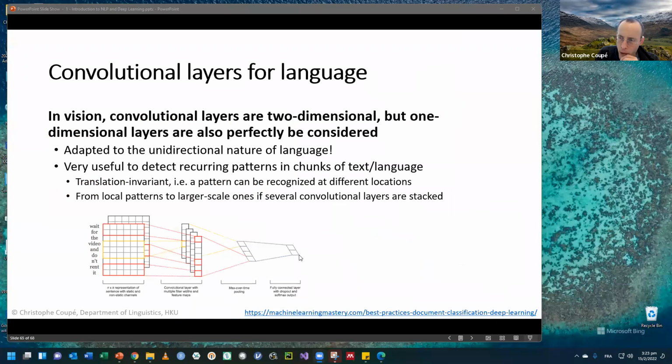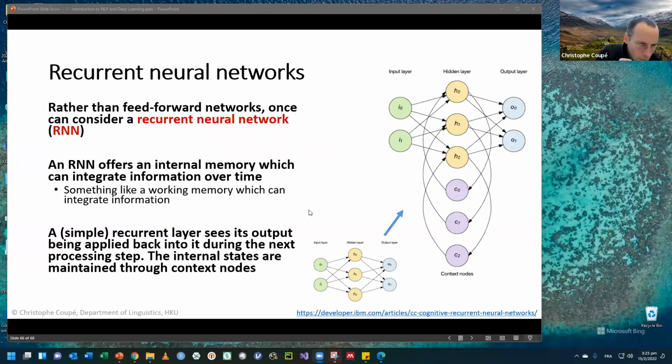like that. But you can do it with language as well. The other thing that is very, very common when you process language, but I will tell you again about this later on, is that rather than having only feed-forward networks where the information is only moved from one layer to the next, we also have what we call recurrent neural networks. Recurrent neural networks have inside them a number of recurrent neural layers. And these layers have some sort of an internal memory, a little bit like the working memory in human beings. And it can integrate information over time.